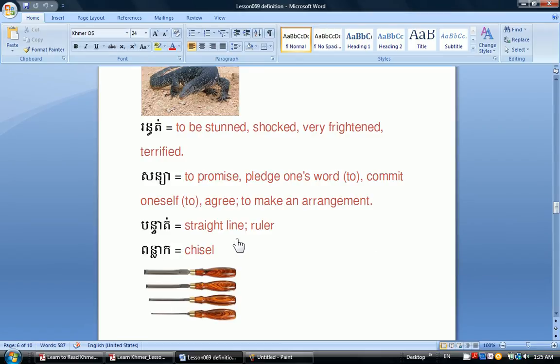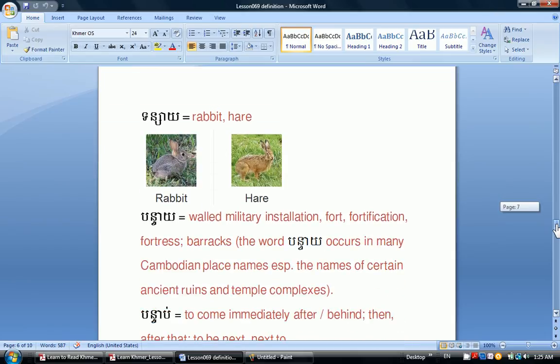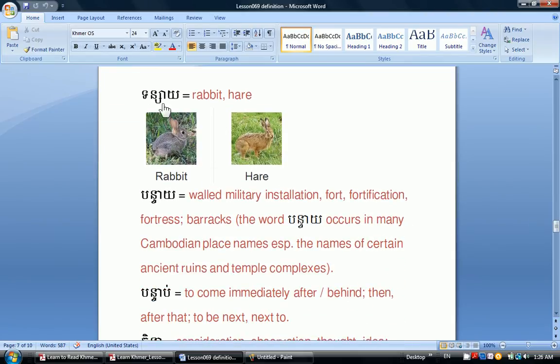Bantot is a straight line or a ruler. Punlia is a chisel. Okay, so here's a picture of Punlia. Tunsai is a rabbit or a hare. Okay, here's the picture of a rabbit and a hare. Pantia is a wall, military installation, a fort, a fortification, a fortress, barracks. Okay, please note that the word Pantia occurs in many Cambodian place names, especially the names of certain ancient ruins and temple complexes.